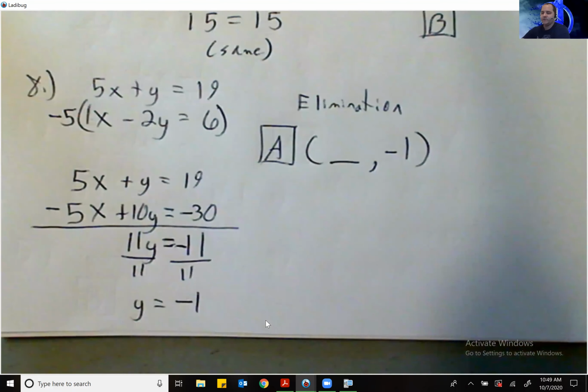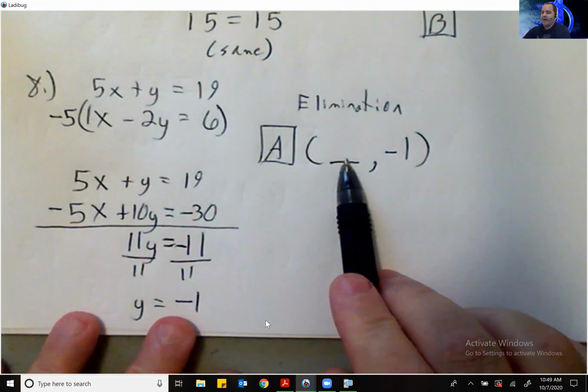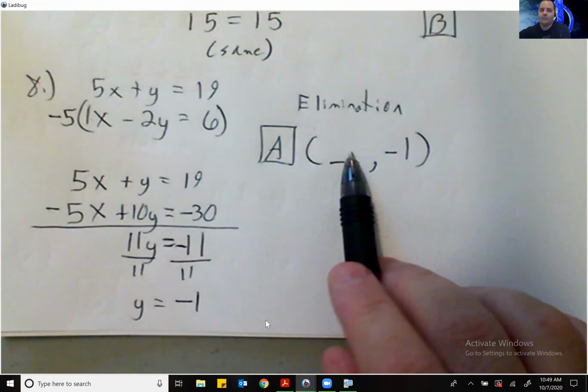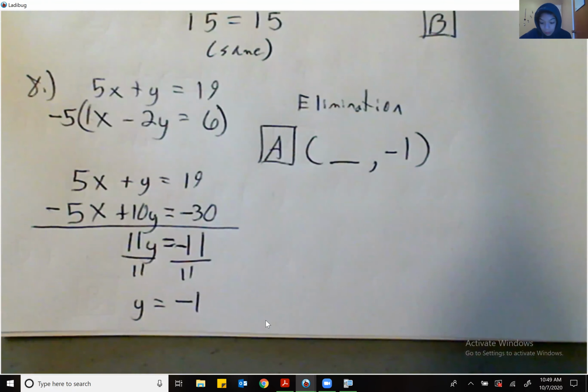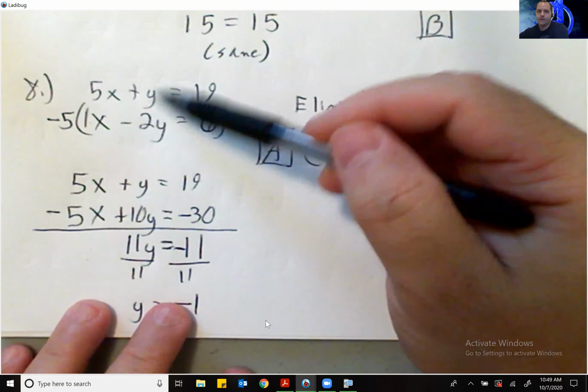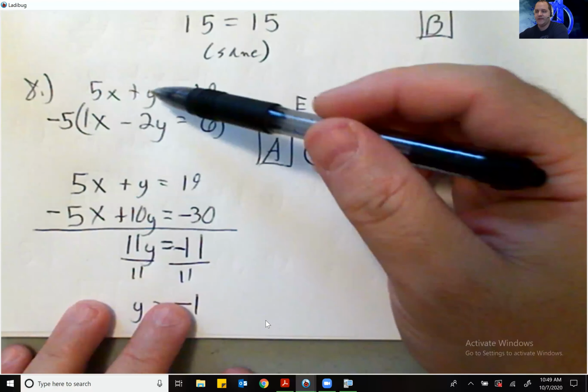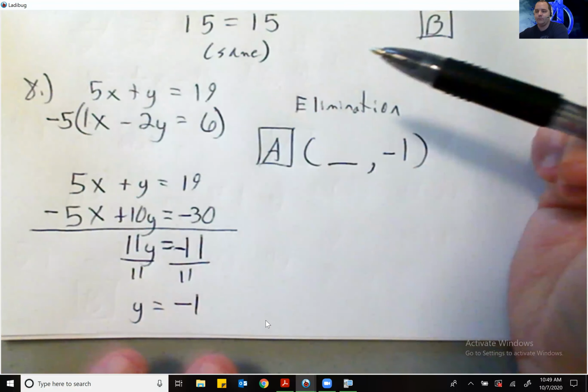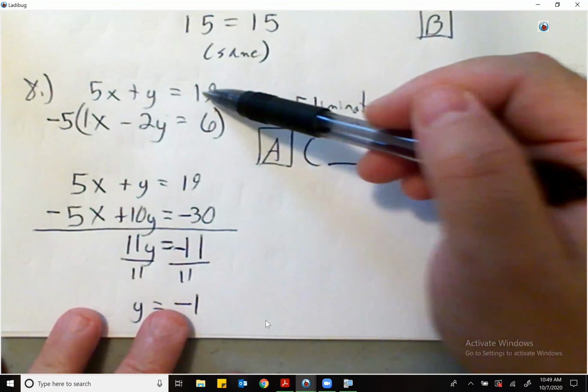All we got to do is figure out the rest of this point. How do I do that? How do I figure out the x value? What are we going to do? Plug it in. And I always go back to one of the originals to plug in. So it doesn't matter which one we plug into. Pick one, the top one or the bottom one. Which one you want to work with? The top one.